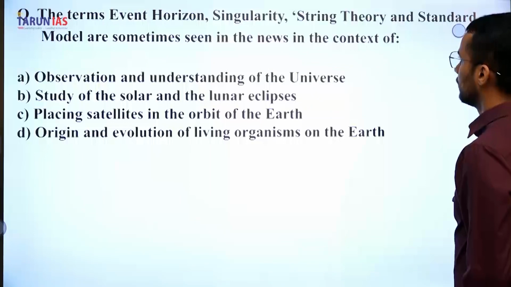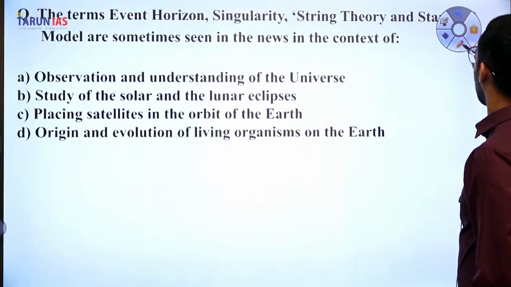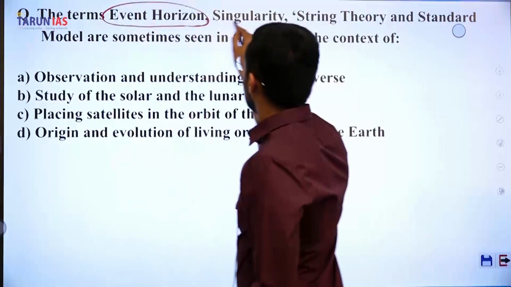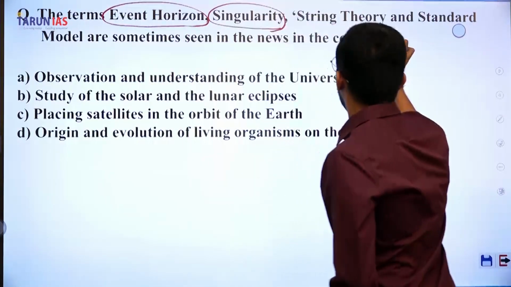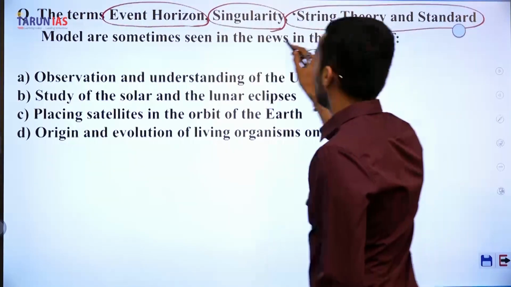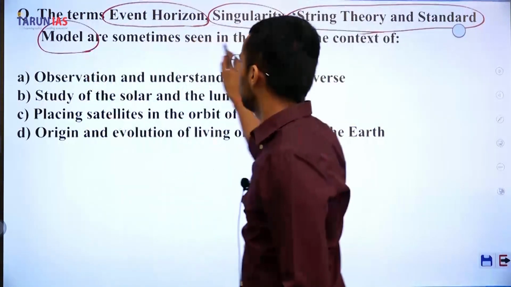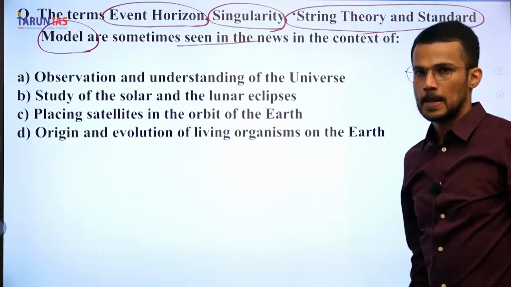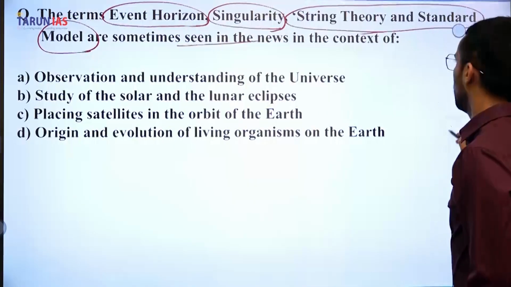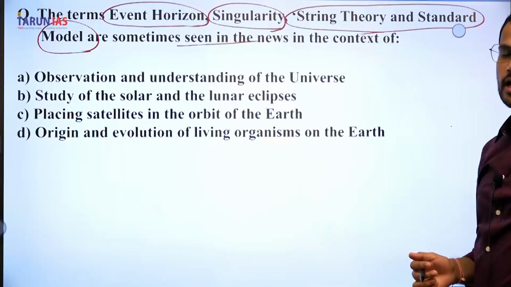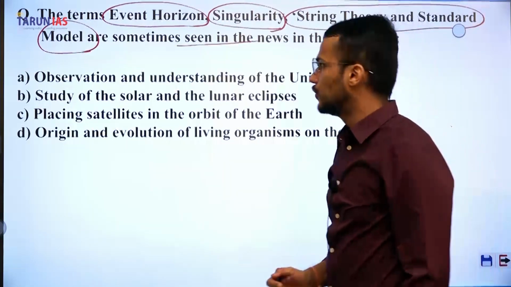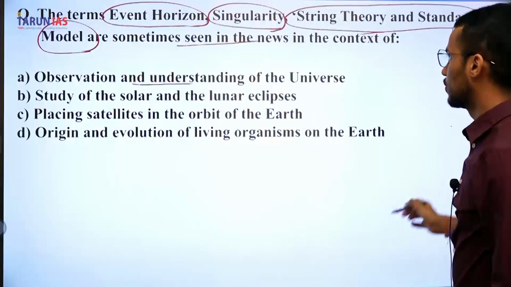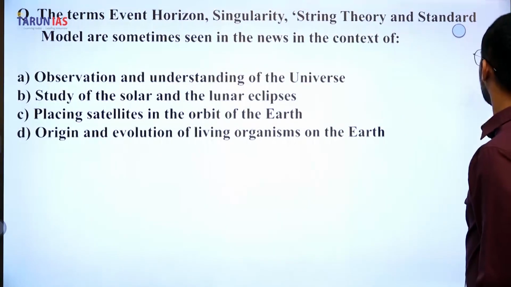Next question now. The terms event horizon, singularity, string theory and standard model are sometimes seen in the news in the context of which of the following? Fine. So event horizon, singularity, string theory and standard model are used for the observation and understanding of the universe, right? So what are these terms?